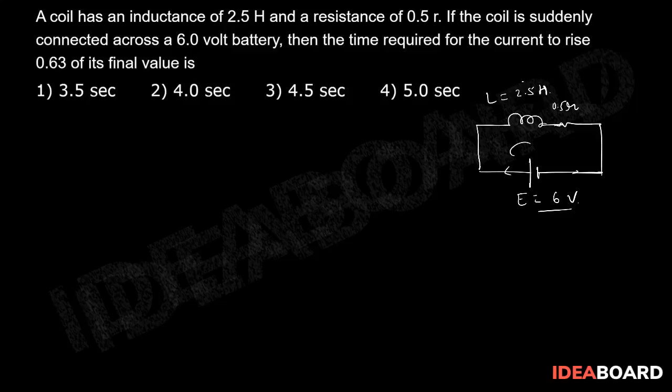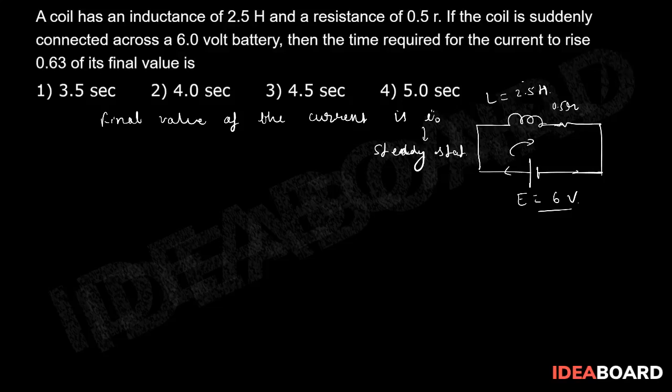So basically current will start flowing in the circuit like this. So the time required for the current to rise to 0.63 of its final value. So let's say the final value of the current is I naught, which we can also call the steady state current. Both are the same thing, steady state current or final current, right? So they are asking that I is equal to I naught into 0.63, which is 0.63 I naught.